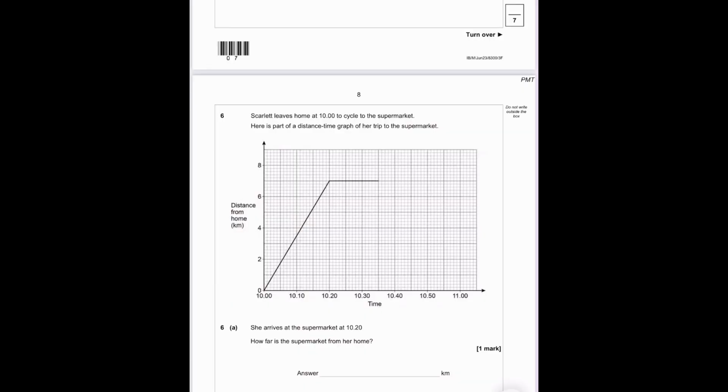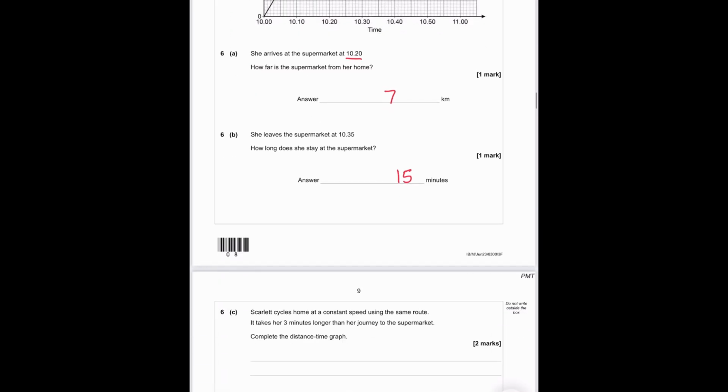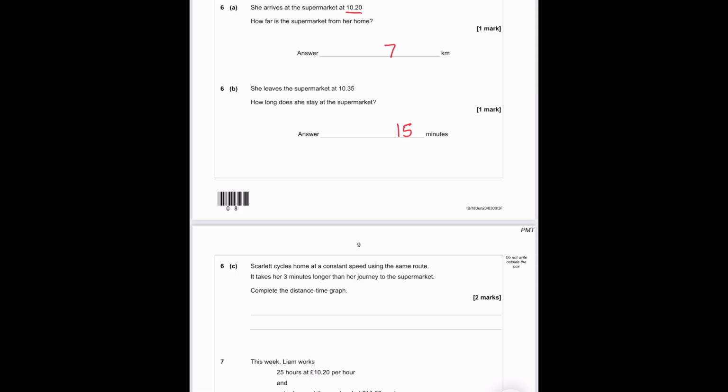Scarlett leaves home at 10 o'clock to cycle to the supermarket. Here is part of the distance time graph for her trip to the supermarket. She arrives at the supermarket at 10:20. How far is it away? So if we go up to 10:20, that is going to be 7 kilometres away. She leaves the supermarket at 10:35. How long does she stay at the supermarket? 15 minutes.